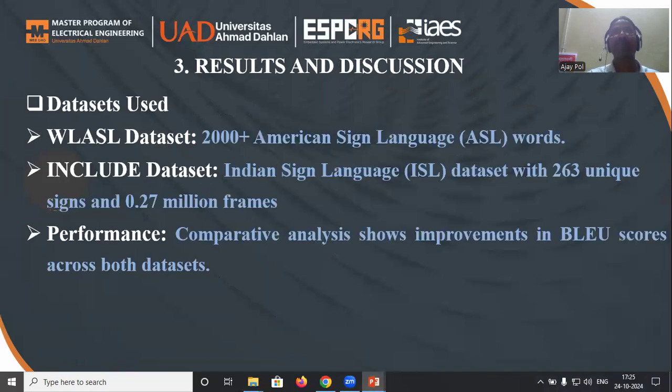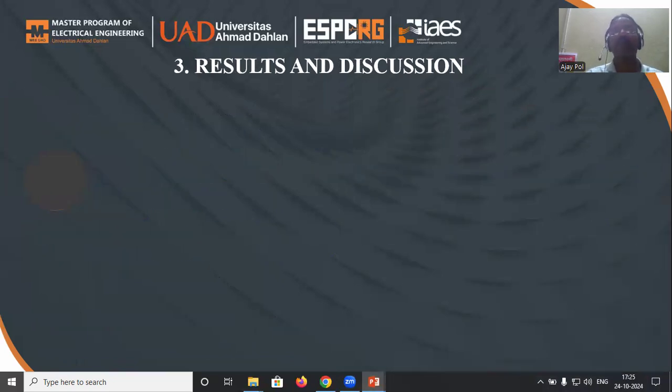Now let's discuss the results and discussions. The performance evaluation of SLR is carried out with dataset preparation and the use of different standard CNN models for feature extraction. The proposed model consisting of a BiLSTM and GRU is evaluated using suitable parameters. So to get the results, firstly we need to prepare datasets.